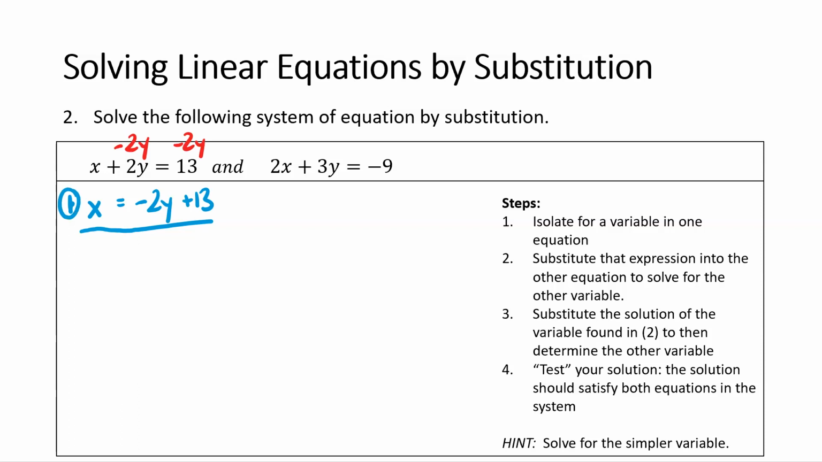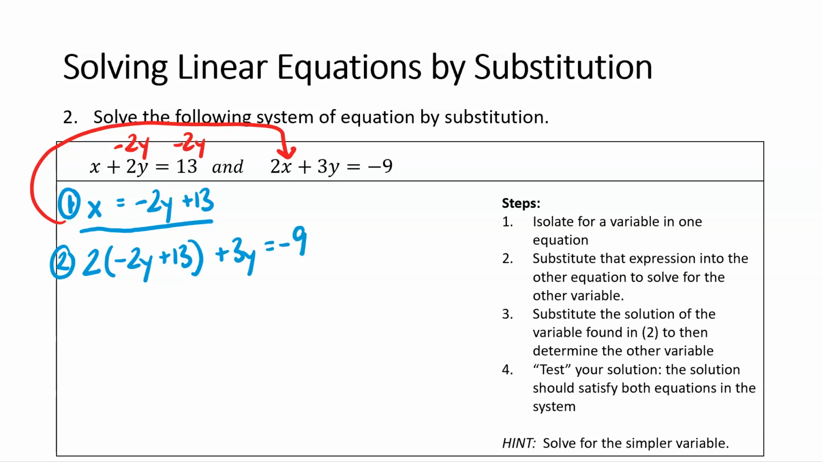Step 2, substitute that expression into the other equation to solve for the other variable. So now that I have an expression for x equals something, I can take that and substitute it in. I'll substitute it into the x variable in the other equation. So step 2 here. We have 2 times x. Well, I've solved for x. x equals negative 2y plus 13. Add that to 3y, and the equation says that equals negative 9. We want to solve for the other variable now. We want to solve for y.